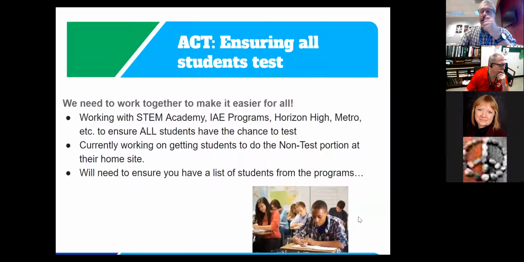All right. One of the things that is really critical is we want to make sure that we're better positioned this year to get all students accounted for. I've been working with the team from STEM Academy, from IAE and all the different programs there, from Metro, from Horizon High School, and we're working through how we are going to move materials around to make sure that those students have access to the test on the test date as appropriate.